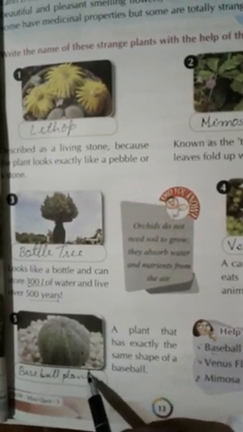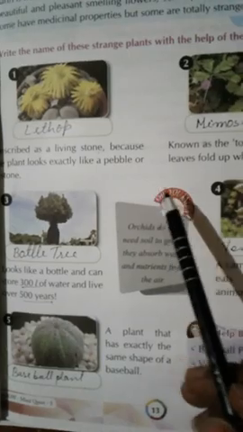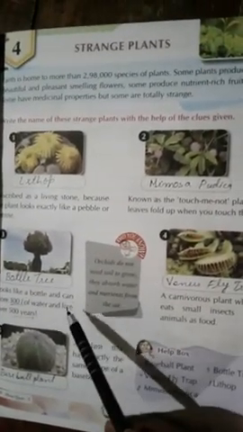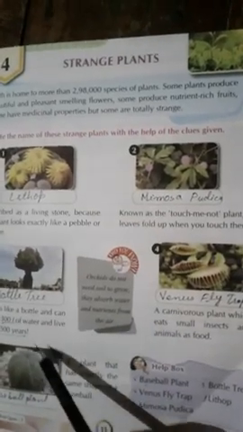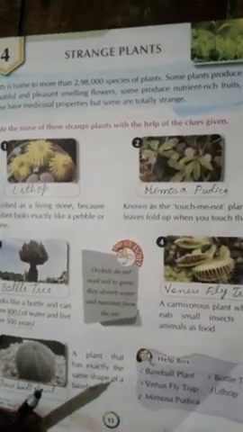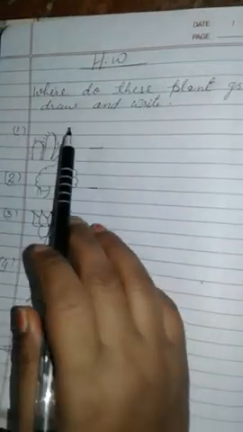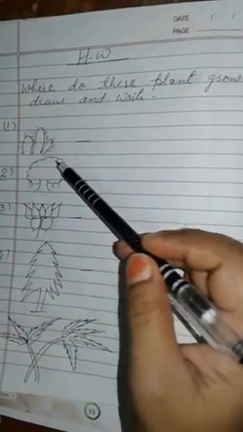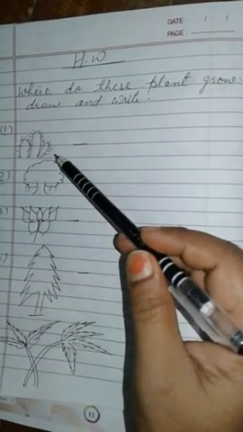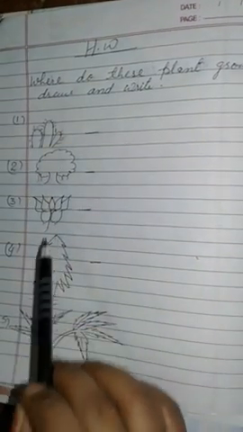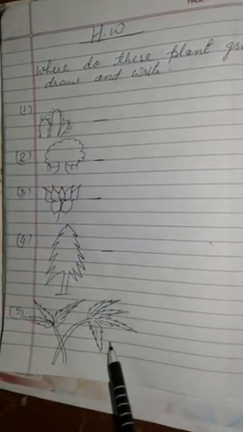So here we have learned some of the strange plants. Many strange plants are available, but here only a few are there. So you must read and learn these. And here I give you the homework. You draw this one. This is your homework, children. You also draw this figure like that, and you write where we can find this plant. So here it is drawn. You also draw in your copy and write the answer.